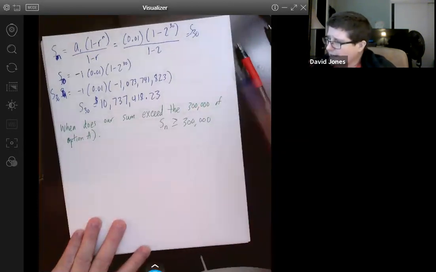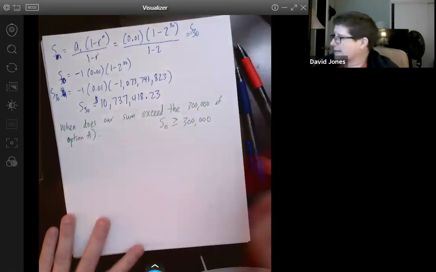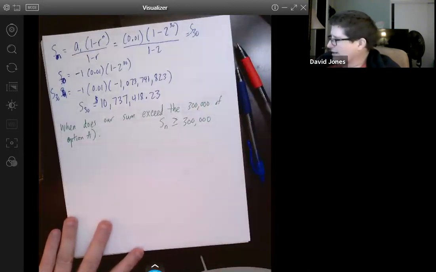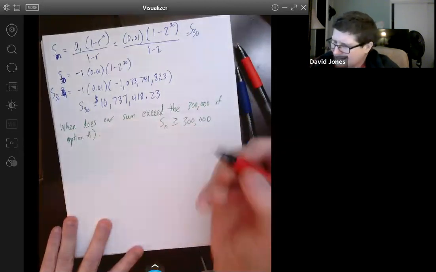Let's see if we can figure that out. This is not in my notes, but I like this problem. This looks good. This is the smart thing, right? How long does it take?